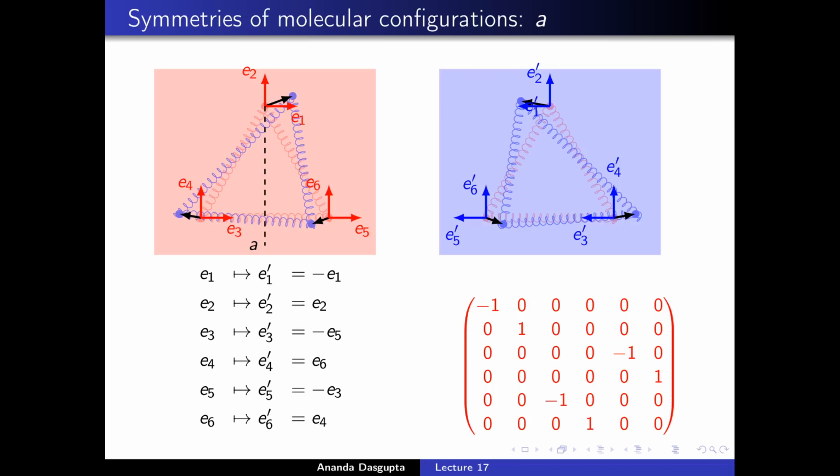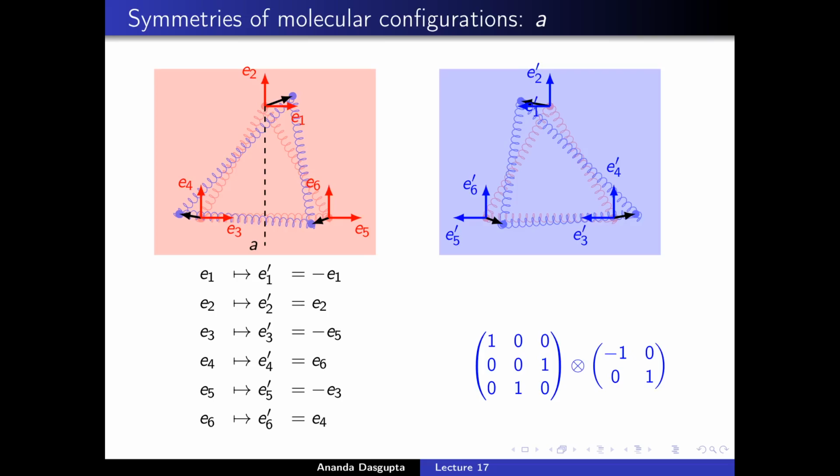In fact, this particular matrix representation is nothing but a direct product of the two matrices 1, 0, 0, 0, 0, 1, 0, 1, 0, which talks about what happens to the vertices under the operation A. 1, 0, 0 in the first column simply means A stays A. 0, 0, 1 in the second column means B becomes C, and 0, 1, 0 in the third column means C becomes B. So the first matrix here is simply the matrix which tells us about the action of the group element on the vertices.